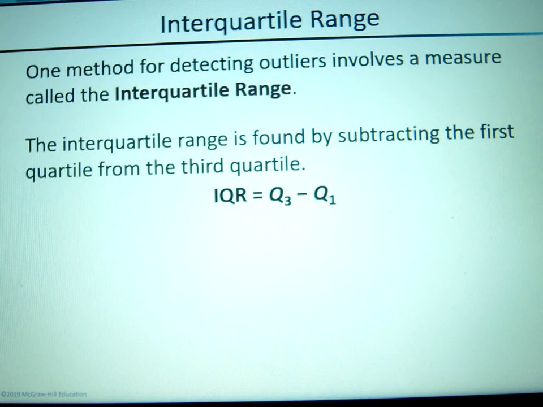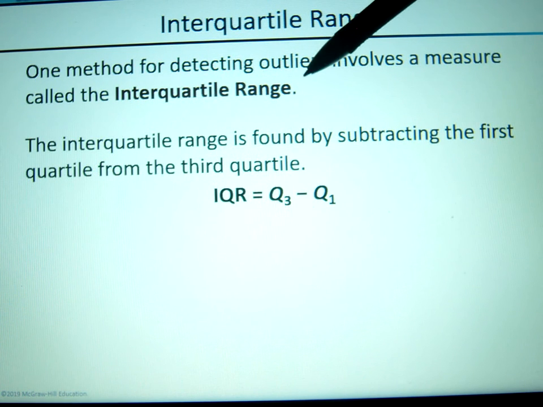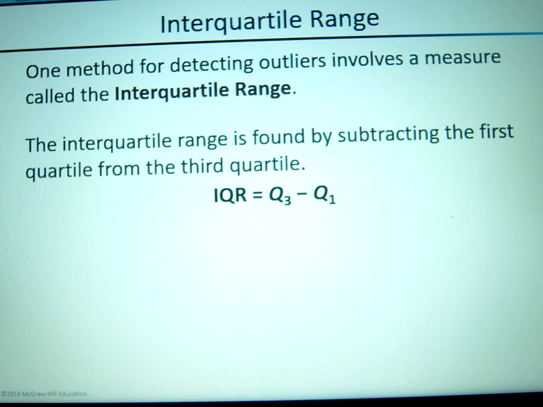But there is a method for detecting outliers when you're looking at measuring, and it's called the interquartile range. The interquartile range is found by subtracting the first quartile from the third quartile. So this is your interquartile range. You know what a range is: it's taking the highest number minus the smallest. So the interquartile range would be subtracting Q3 minus Q1.